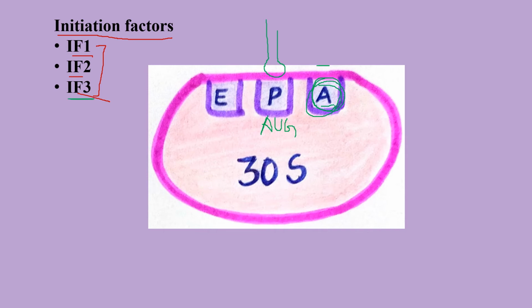So, IF1 prevents the binding of initiator tRNA to the A site. IF3 prevents the premature association of the 50S and 30S subunits. As I have told you, the 50S and 30S subunits are present in a free state under normal conditions. So this IF3 prevents the binding of these two subunits. And the function of IF2 is that it binds to initiator tRNA and guides it so that it will bind to the P site of the ribosomal subunit.